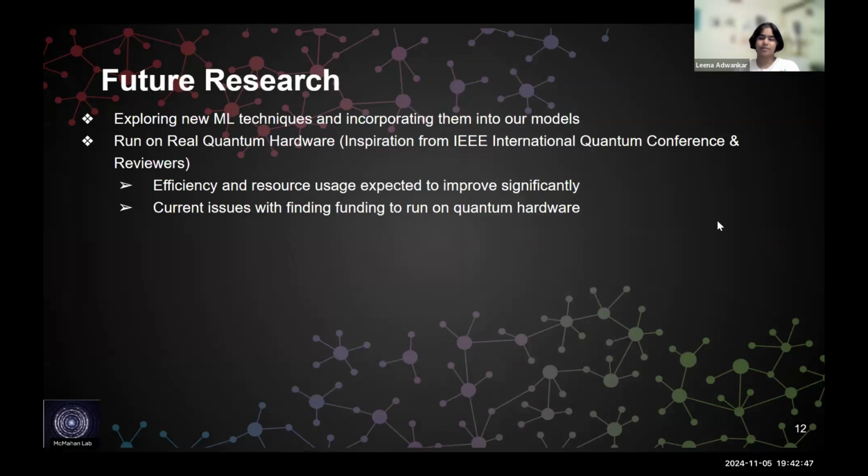For future research, we plan to explore more machine learning techniques and incorporate them into our models. Like we said before, we plan to use generative adversarial networks, but there are also other additions we can add to the model, which we plan to explore. We also want to run on real quantum hardware, which is inspired by the IEEE International Quantum Conference and its reviewers. They encourage us to run on actual quantum hardware instead of a quantum simulator. However, we are currently facing issues with funding for the quantum hardware.